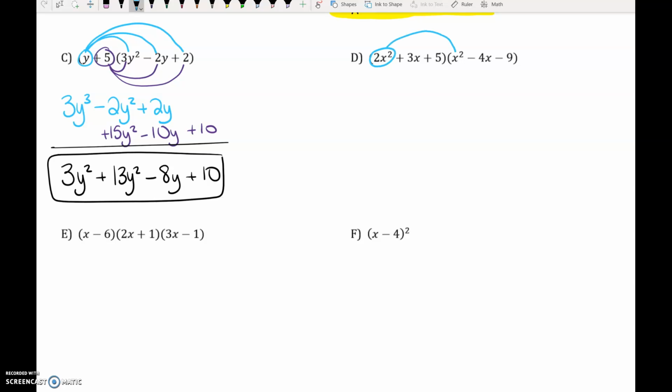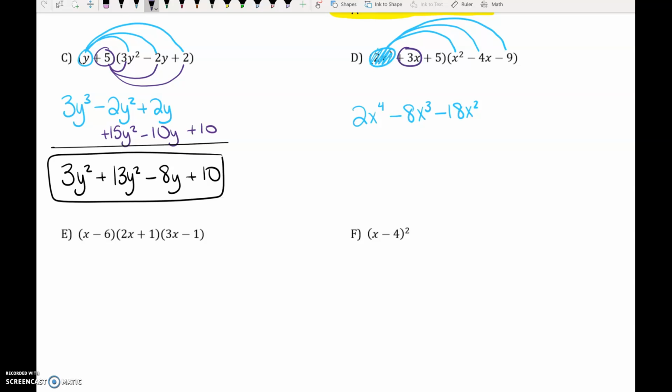So first I'm going to distribute 2x squared. 2x squared times x squared is 2x to the fourth. 2x squared times negative 4x is negative 8x cubed. 2x squared times negative 9 is negative 18x squared. I'm done with that term.